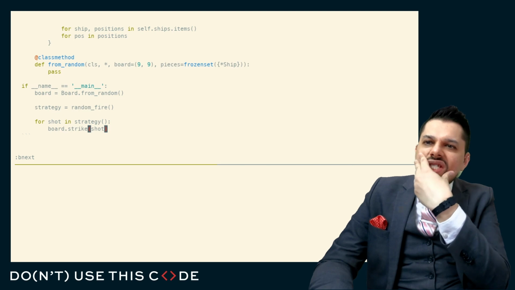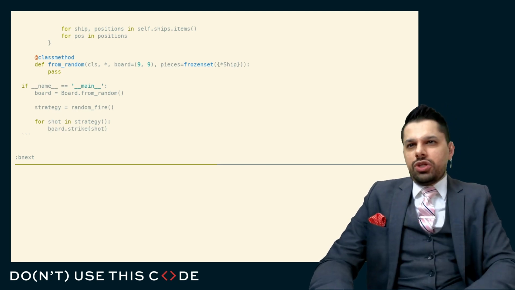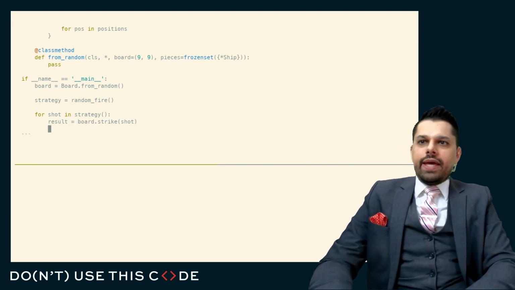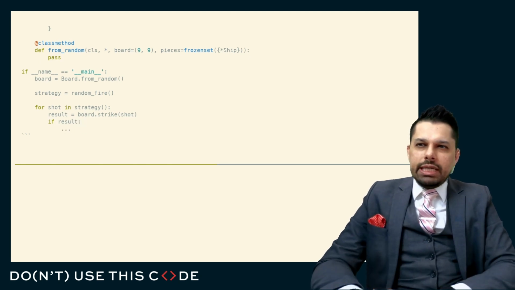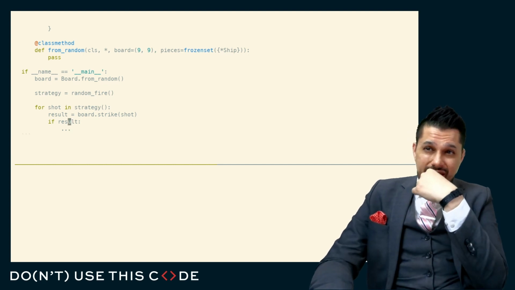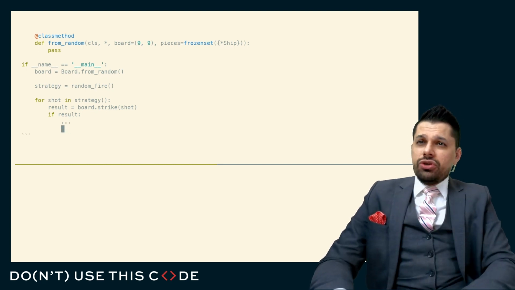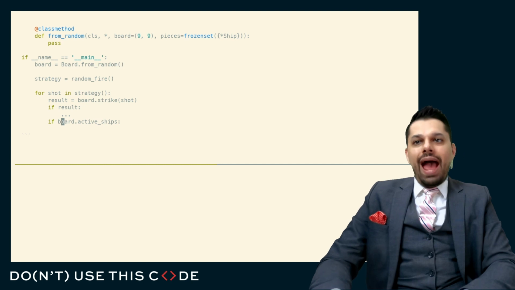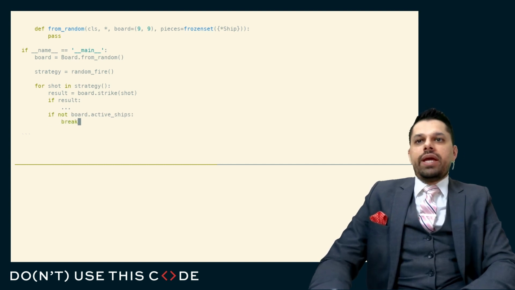And this is going to have to give us some information about what the result is. And then based on this result, we're going to have to determine what we want to do next, like whether we want to print something or whether we want to terminate the game. Now, clearly, I also need to say if I have no active ships, then I can terminate this.